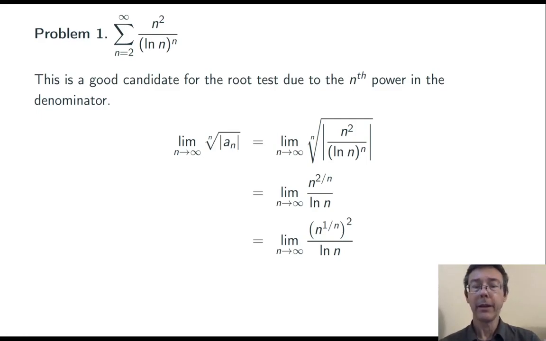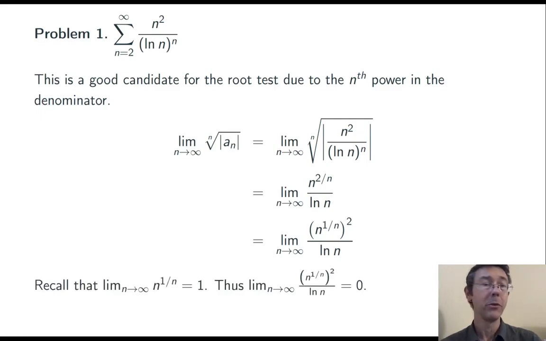The reason I'm doing that is that the limit as n goes to infinity of n to the 1 over n is known to us. It's just equal to 1. The numerator is going to 1, and of course the denominator is going to infinity. Natural log of n goes to infinity as n does. Overall, this limit is going to be 0.